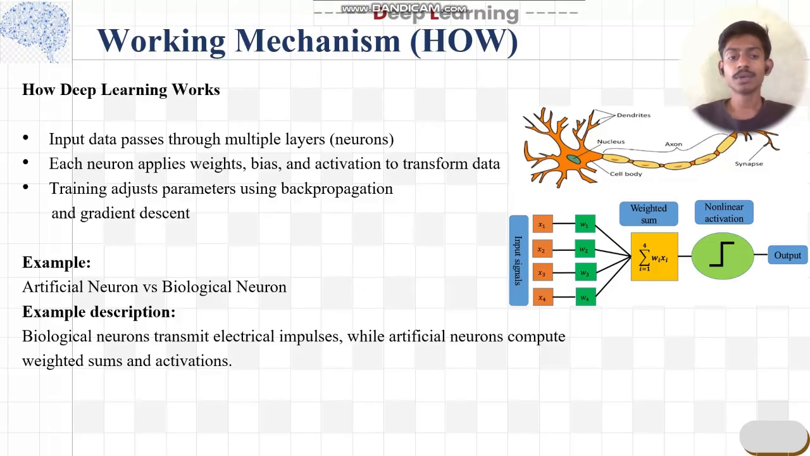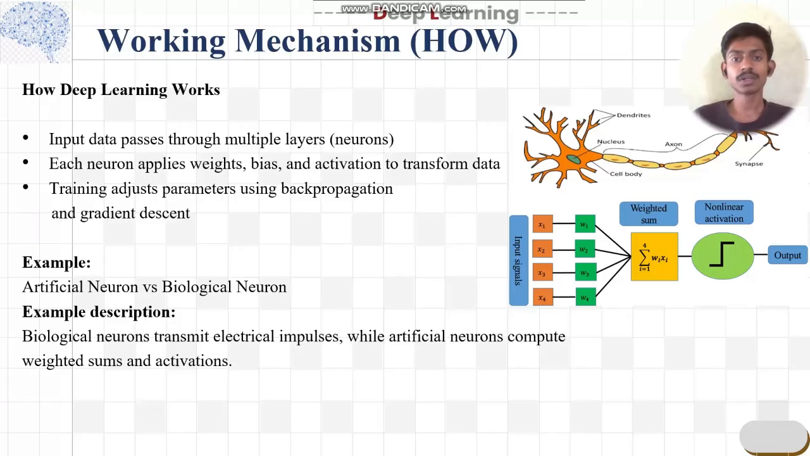Next part is the working mechanism. In the working mechanism, how it works. So there are multiple layers present in a neural network or a deep learning network. First one is the input layer, which takes the input in the form of multimodal data. Then there is a layer of neurons, which applies the weights, biases, and activation, which transforms the data and learns the complex patterns from the data. And then, in order to train the model, there are multiple training parameters which are used, which help in training of the model.